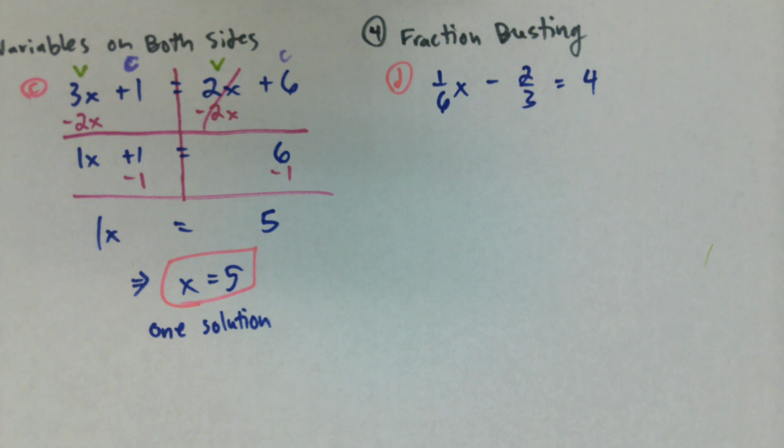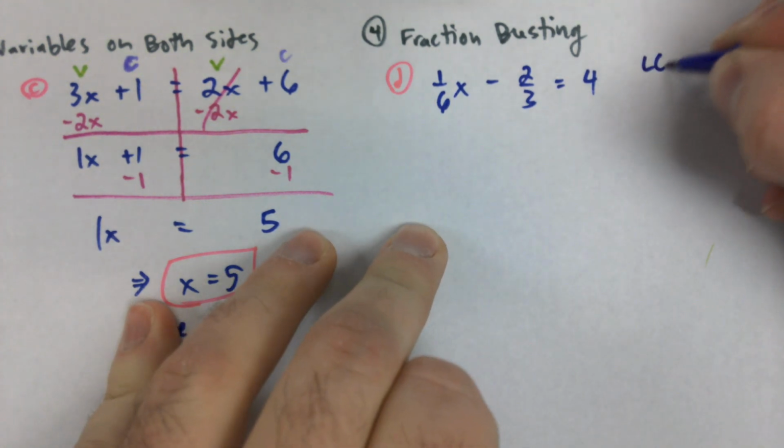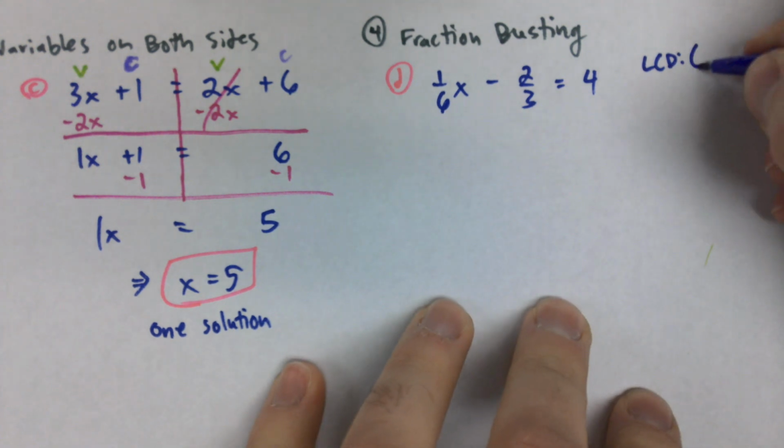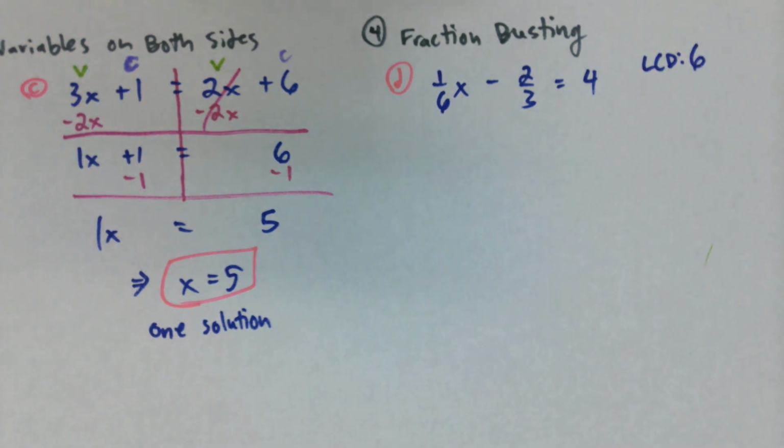Can anyone tell me what's the first thing we need to identify here if we want to be able to fraction bust? Azalea, what's the first thing we got to identify? The lowest common denominator, right? The LCD. What is my LCD here going to be? Anyone got that? 6, right? How can we tell that our LCD here is going to be 6?